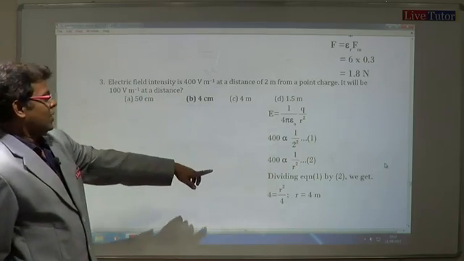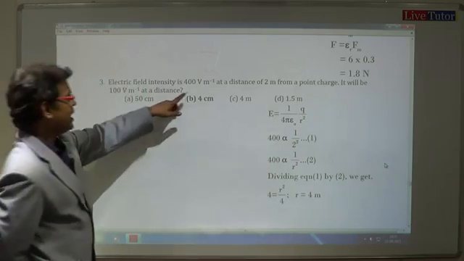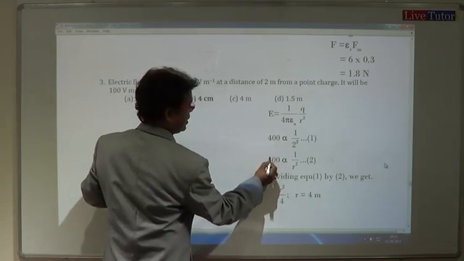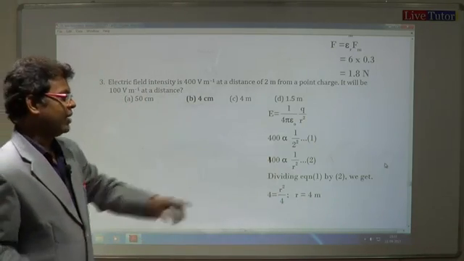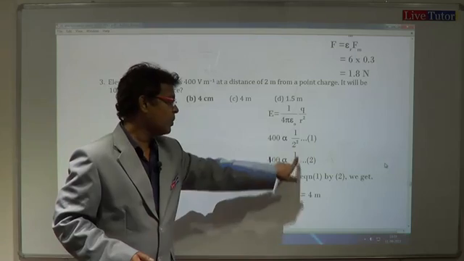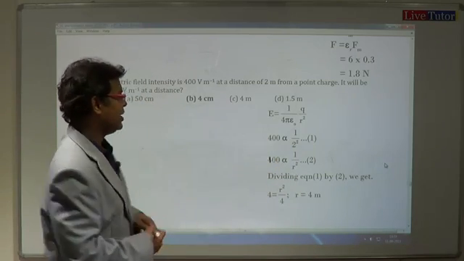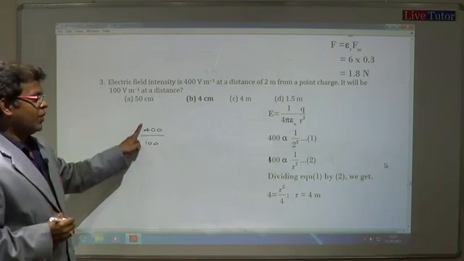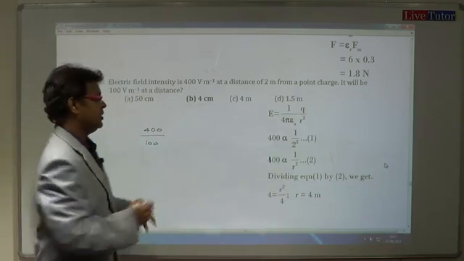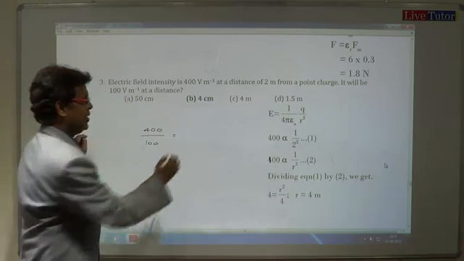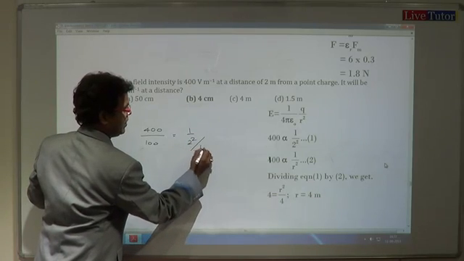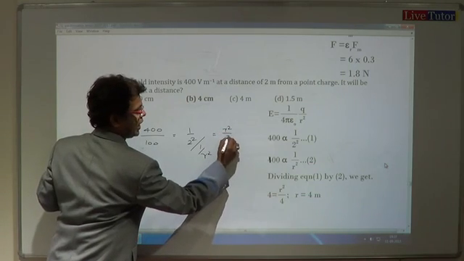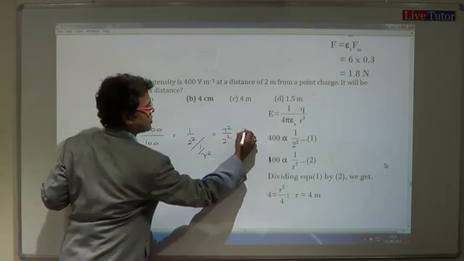In the second case, it is 100 as asked. So we take 100 is proportional to 1 by R square. Now divide these two. On the left-hand side, we get 400 by 100. On the other side, we get 1 by 2 square divided by 1 by R square. So this becomes R square by 2 square, that means R square by 4.